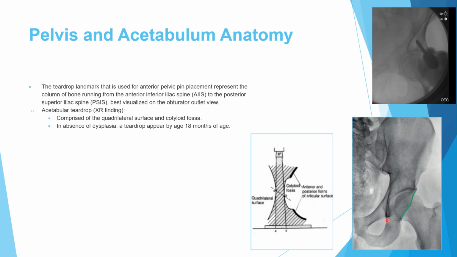First teardrop is the teardrop here of the acetabulum. It's mentioned in acetabulum fractures as a landmark that we use in the x-rays. Also, when we're doing the total hip, that teardrop is an important landmark. This teardrop is basically the area of the bone between the cotyloid fossa, which is this area here, and the quadrilateral plate.